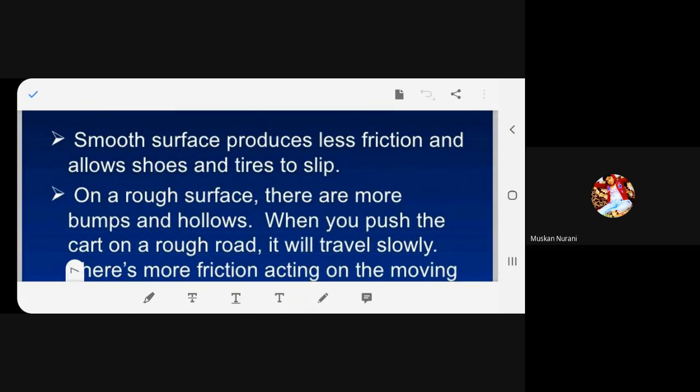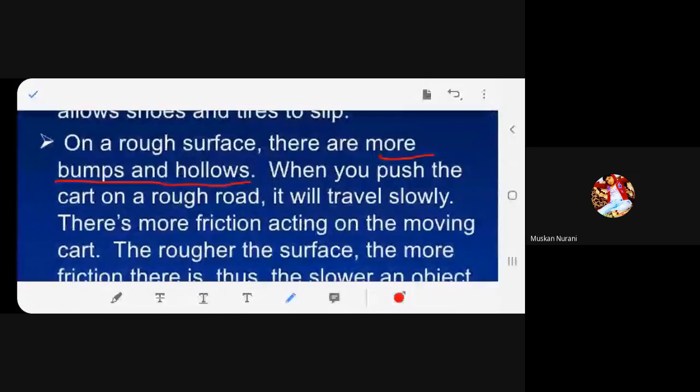Whereas on a rough surface, as we have more bumps and hollows, that means if you're pushing a bullock cart on a rough road, it does not move fast. Have you ever seen a bullock cart or a horse cart or a camel cart moving very fast? Does a bullock cart move like a car? No, ma'am. Why? Because a bullock cart usually moves on a rough surface and a car moves on a smooth surface.